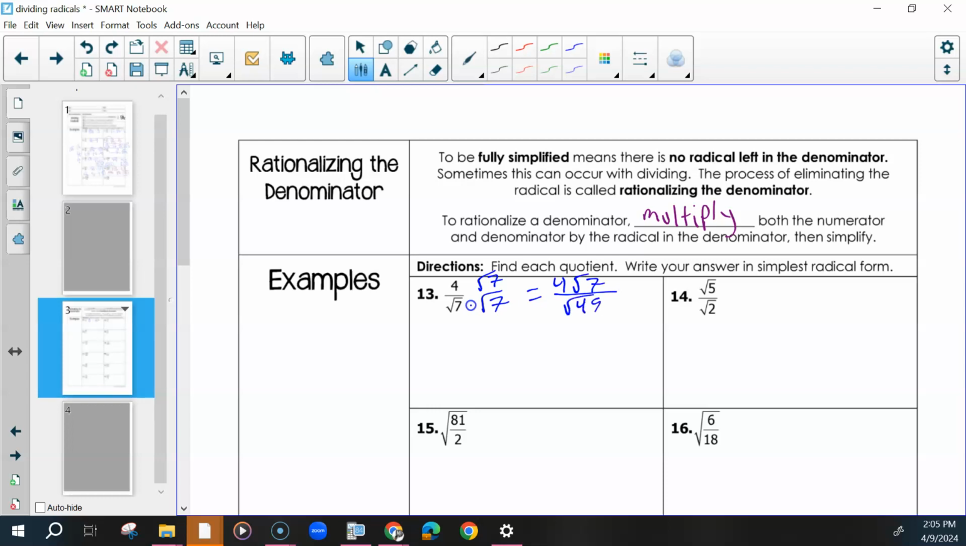Once you get the hang of this, you can start skipping steps, but right now I'm just doing every step. So we have the square root of 49, which we know is just 7. Now, these two 7s would not simplify because 1 is in the radical and 1 is not. So that would be your final answer.